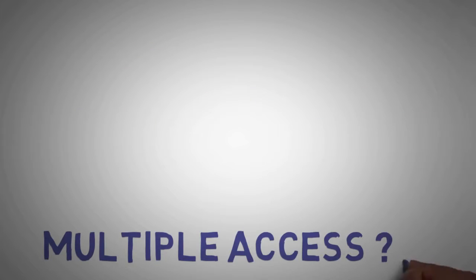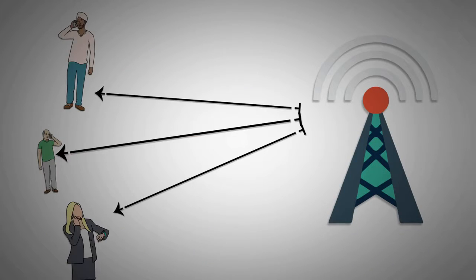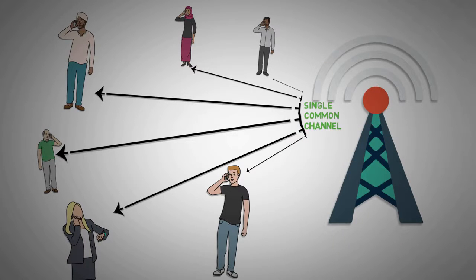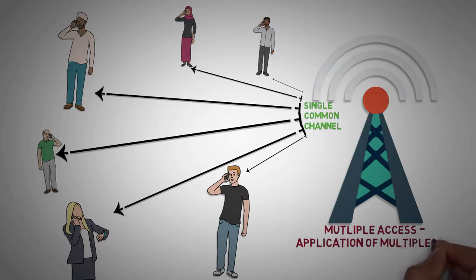Then what is multiple access? When multiplexing is used to allow multiple users to communicate over a single common channel, we call it multiple access. In other words, multiple access is nothing but the application of multiplexing.